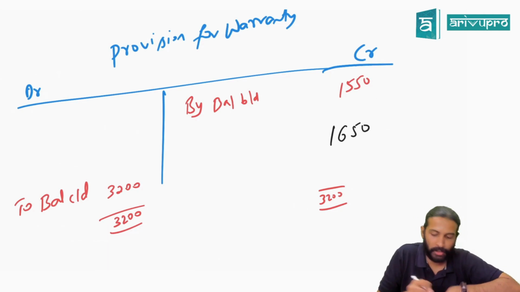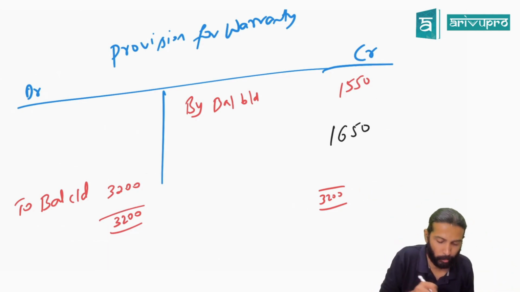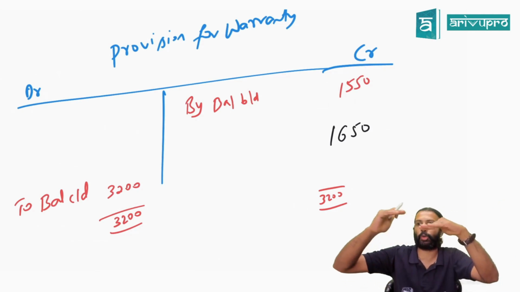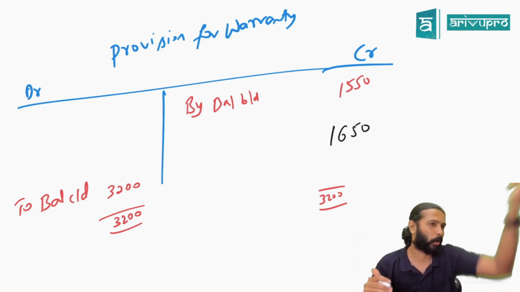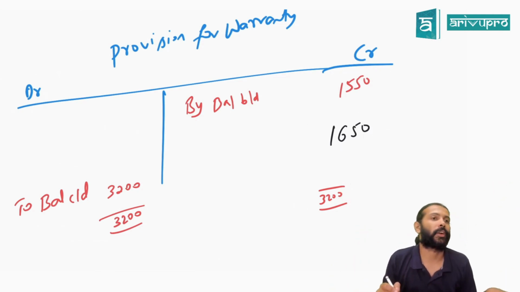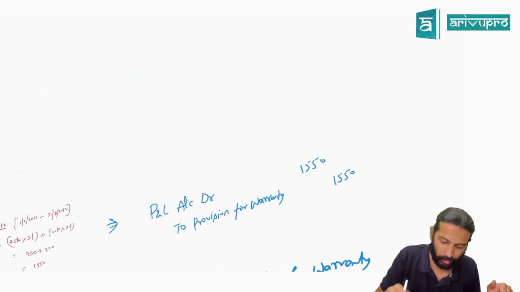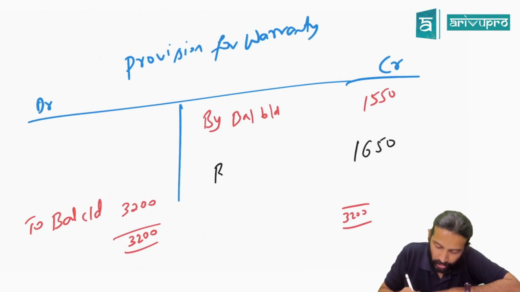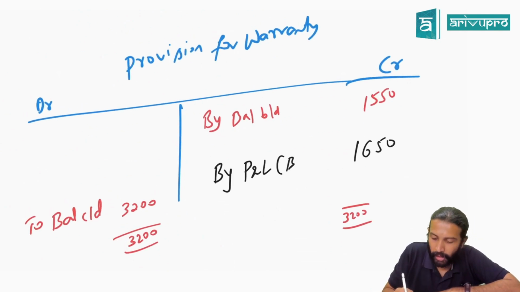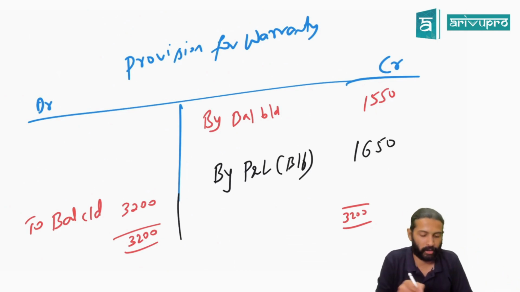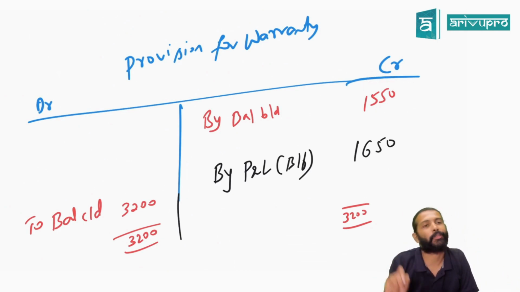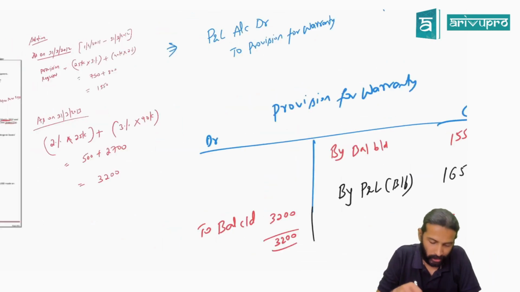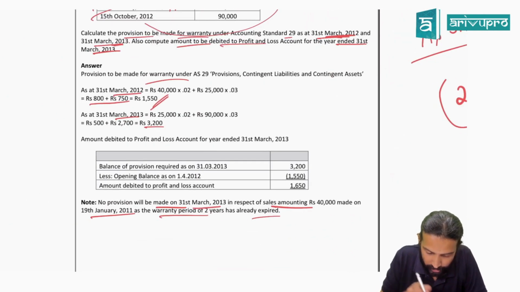You have a provision of 1550, but how much should the provision balance be? 3,200. From 1550, you have to increase the provision balance to 3,200. That means you need to make an additional provision. How much? 1650. What is the journal entry to make the provision, sir? P&L account debit to provision for warranty. So this 1650 you will write by P&L account as the balancing figure. Or you can write 3,200 minus 1550, and the amount to be debited to P&L in the current year is 1650. That's all they've written here.